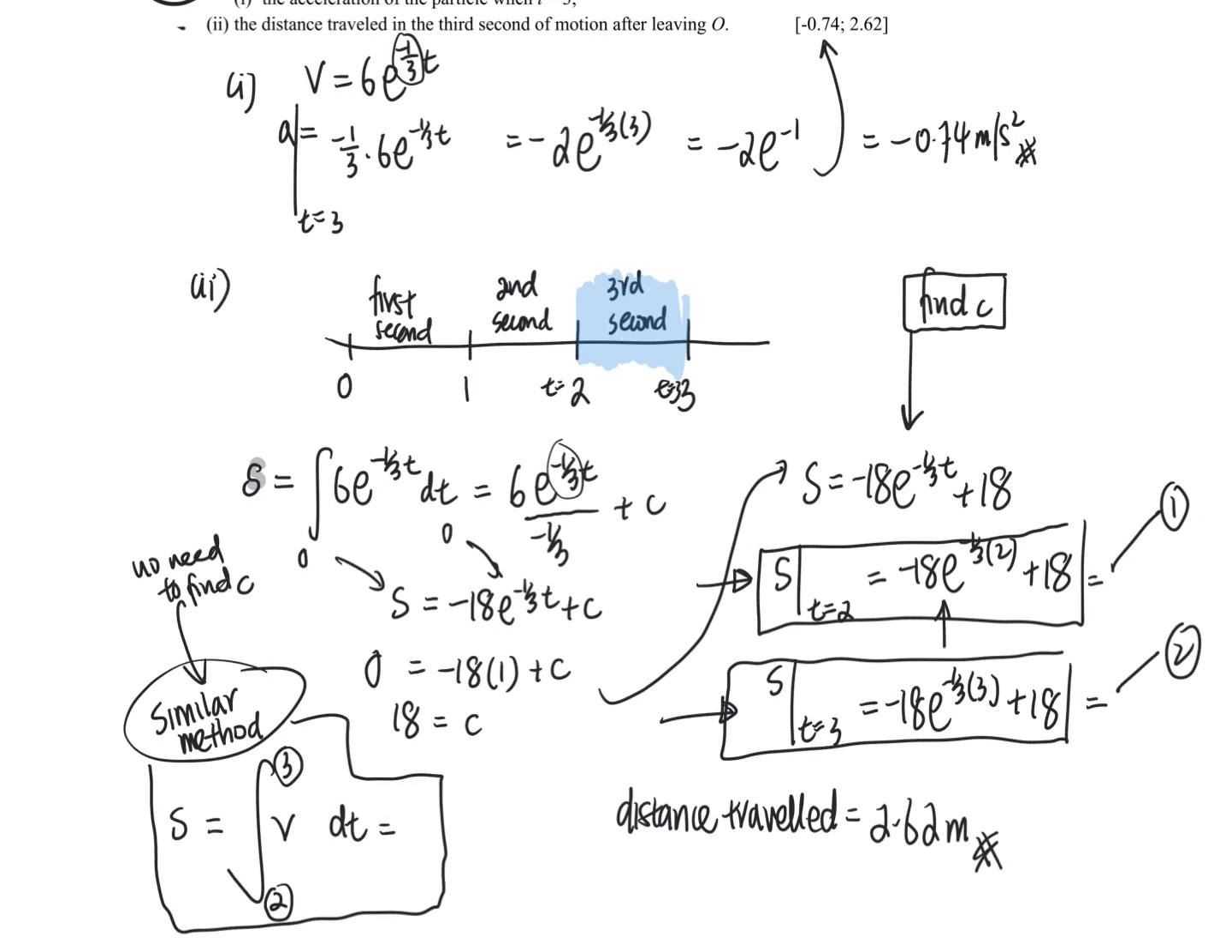Okay, so just take note of this question: when they say the third second, it does not equal t equals 3. It means it's between 2 and 3. Okay, the third second. So weird. Why are they doing something like this?